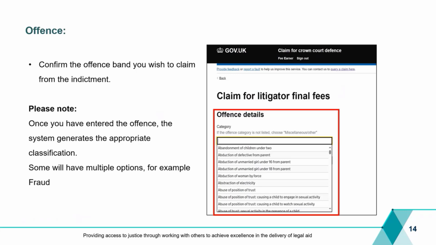If you're claiming for an offence that doesn't appear in the table of offences, then please select Miscellaneous Other. This will then allow you to select the appropriate offence class that you would like to claim, but please note that you will need to provide justification for why you feel that offence class is appropriate for us to take into consideration.